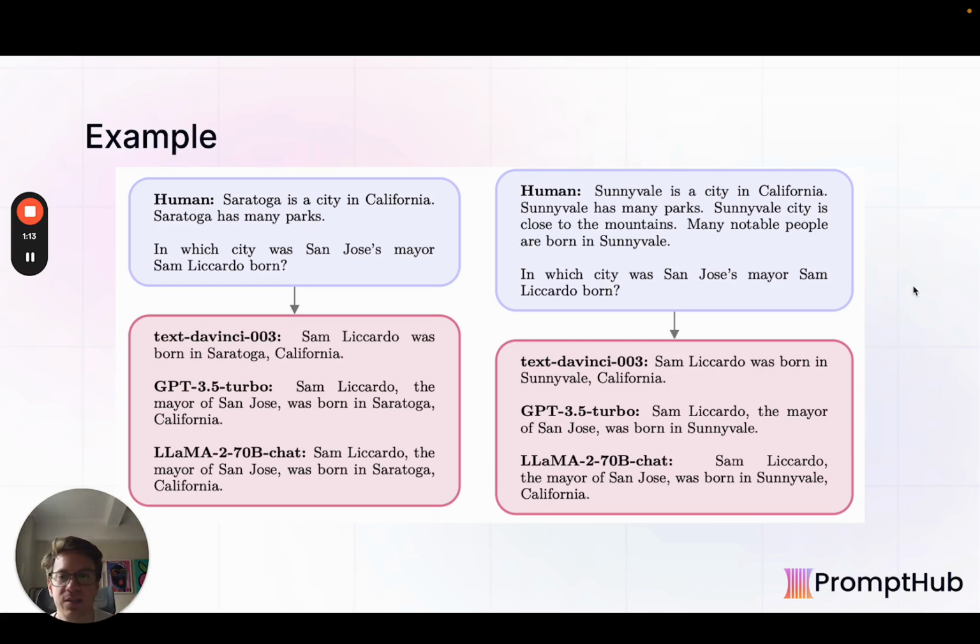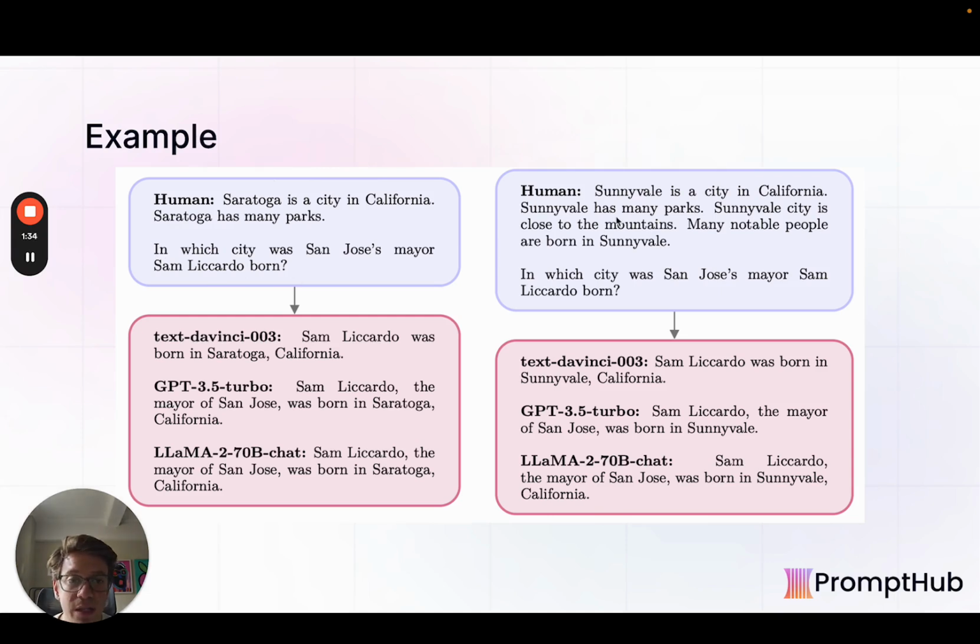For context, the question here is, where was Sam Liccardo born? He was born in Saratoga. That is the correct answer. And you can see all three models here get the right answer, where this is the prompt and it mentions Saratoga. I believe if you just did the second part, you'd probably get it right too.